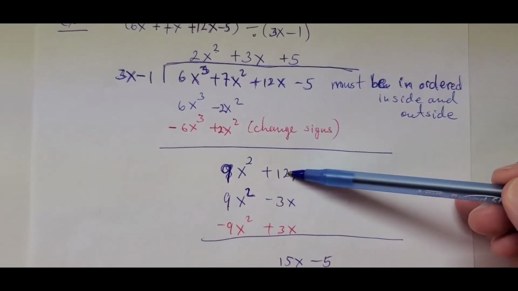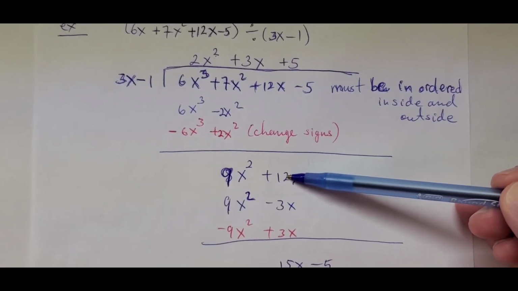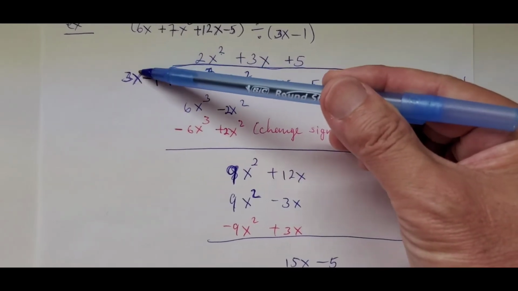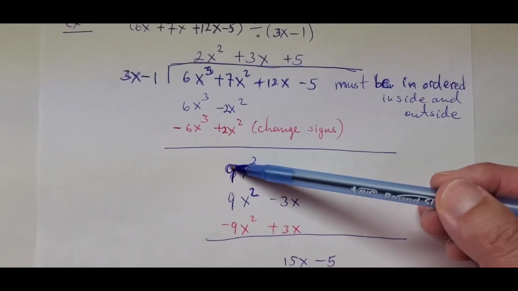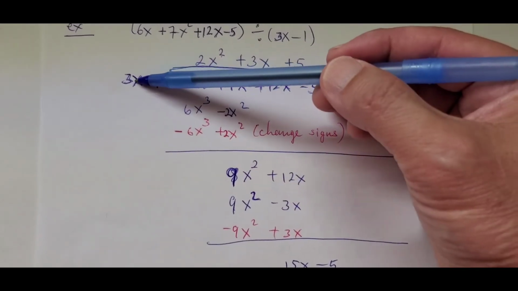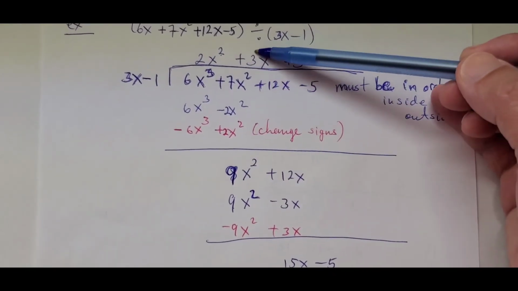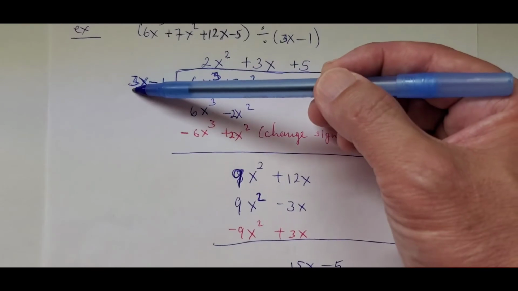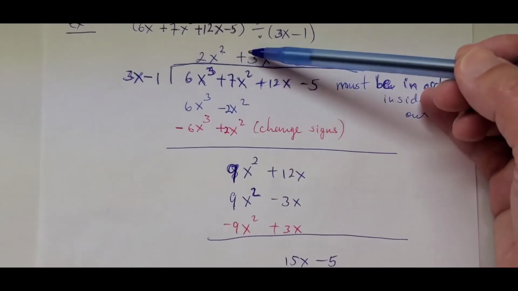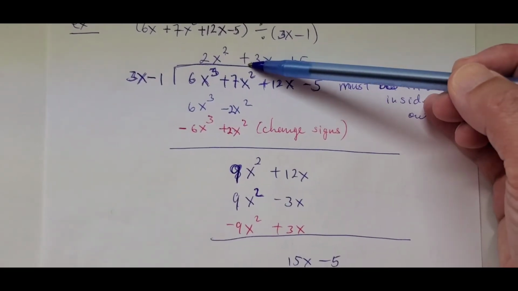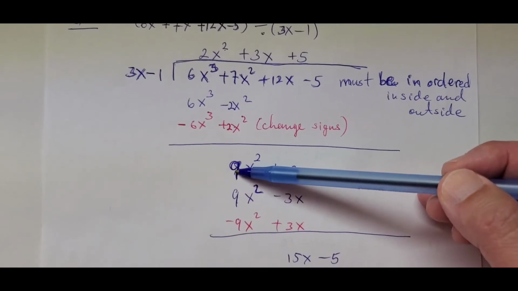Bring down the 12x. Now repeat this whole process again. 3 goes into 9 how many times? Which is 3. Why is this plus? Because this is plus, okay?